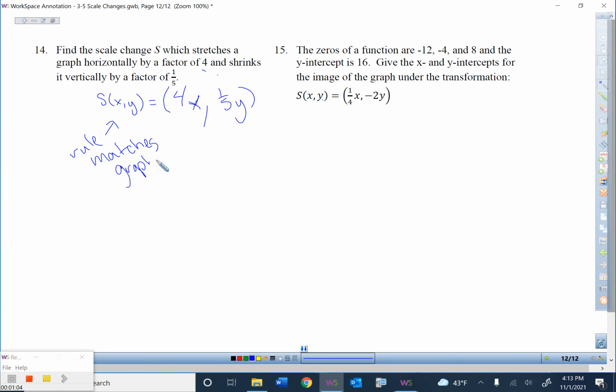Okay, so for a rule, matches the graph. And the same thing happened with translations. Okay, if you wanted to go right, you had to add. If you wanted to go up, you had to add.